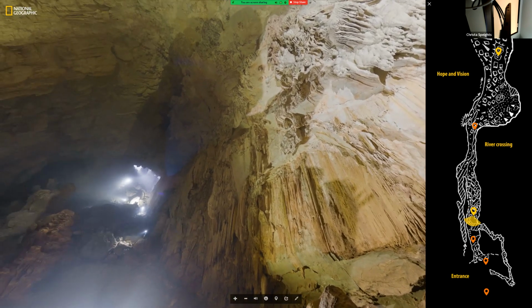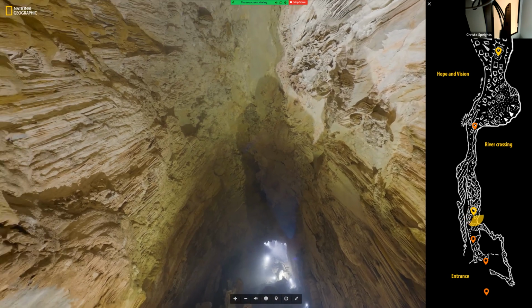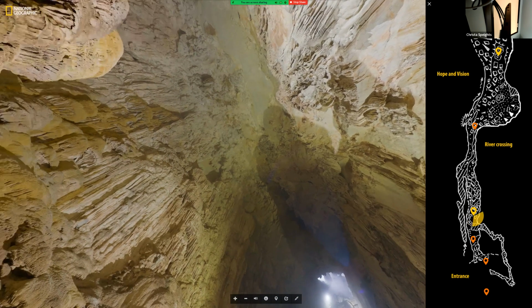Again, looking back out towards the entrance. Back around. The ceiling is really flat.